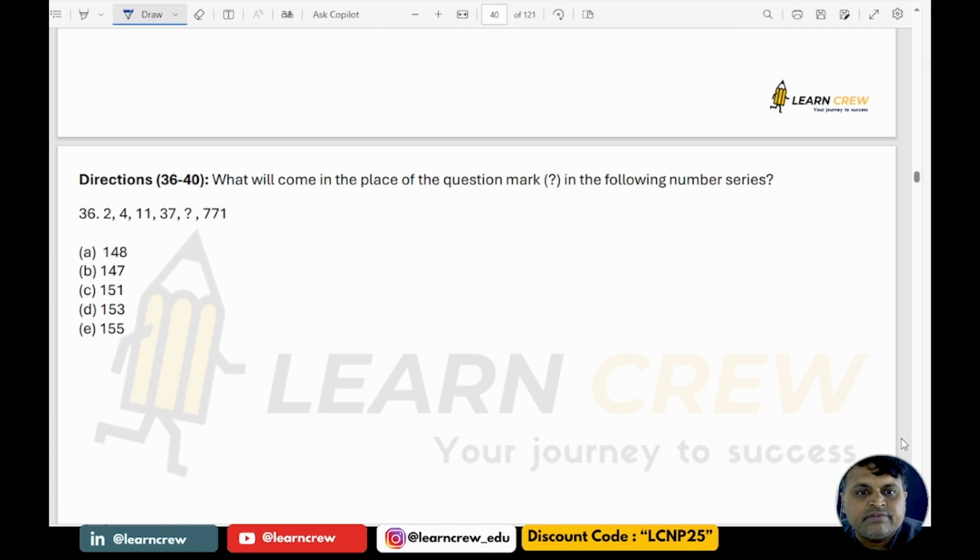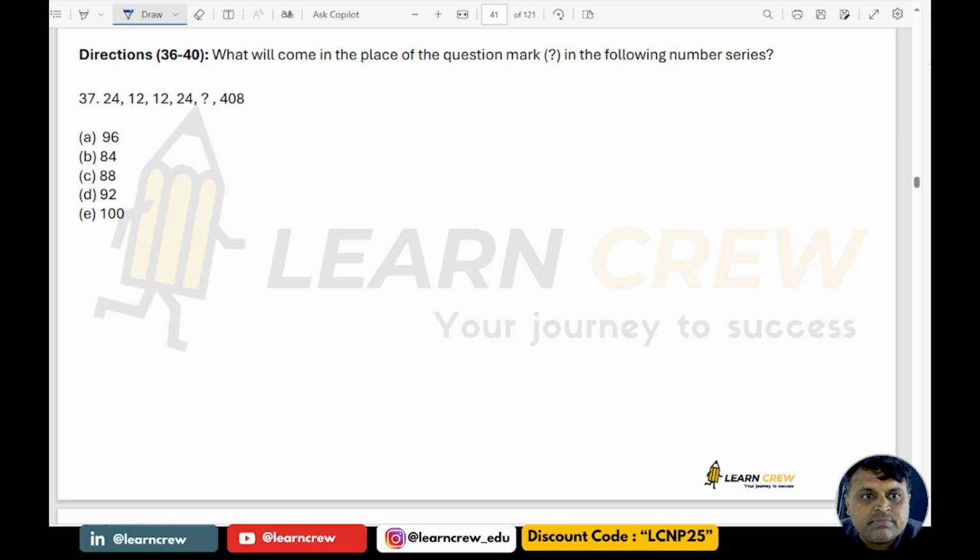Here the first 5 questions are based on finding the missing term. So 2, 4, 11, 37, missing term 771. Please see here the difference is 3, here the difference is 7, here the difference is 26. So if you see here, 2 into 1, 2 plus 2 is 4. 4 into 2, 8 plus 3 is 11. 11 into 3, 33 plus 4 is 37. Similarly, next would be 37 into 4, 148 plus 5, 153 is the answer.